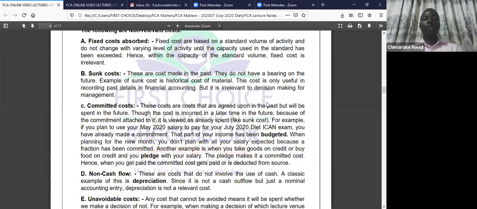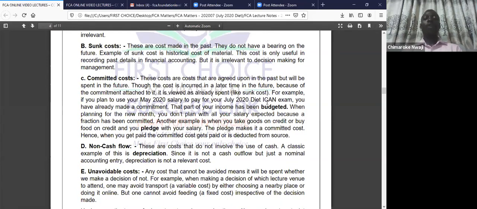The next one is committed costs. What are committed costs? Committed cost has two elements. One, it will be spent in the future. Now, because you are spending this committed cost in the future, does it make it a future cost? No, it doesn't make it a future cost. It is treated like a sunk cost because of the commitment that you made on that cost element.